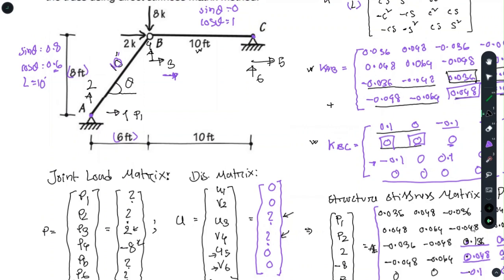Let's call that P1. Let's call that P2. Let's call that P3. Sorry, P5, which is horizontal, and outward is P6. So we want to find these values. So how do we do that?